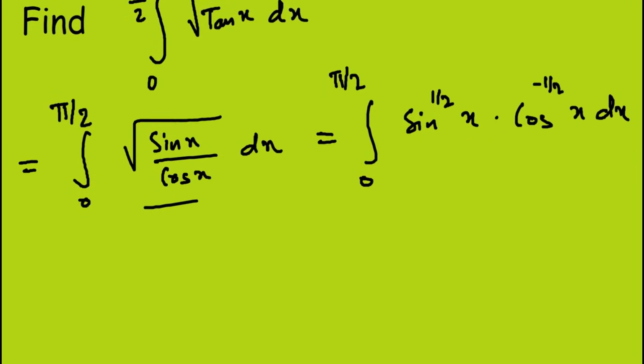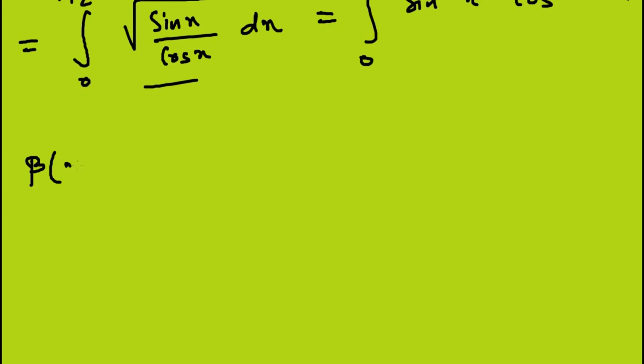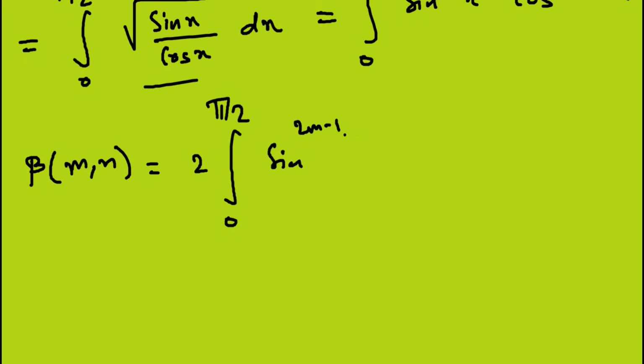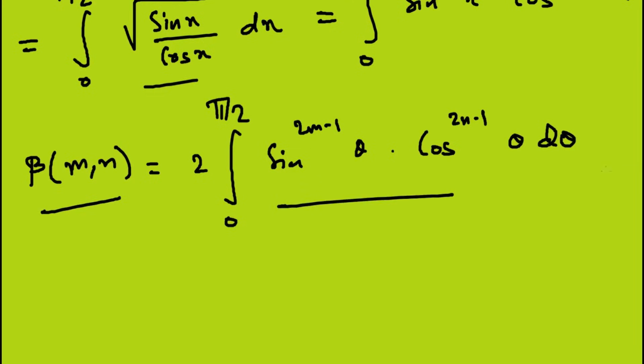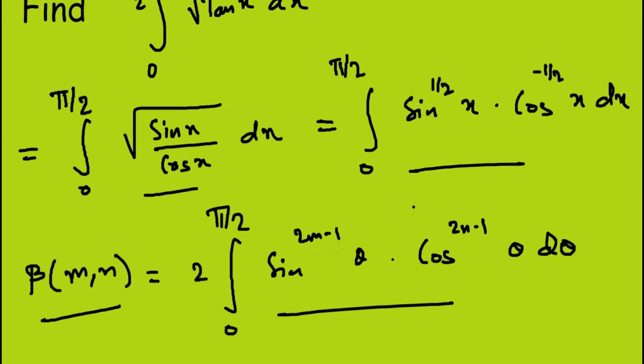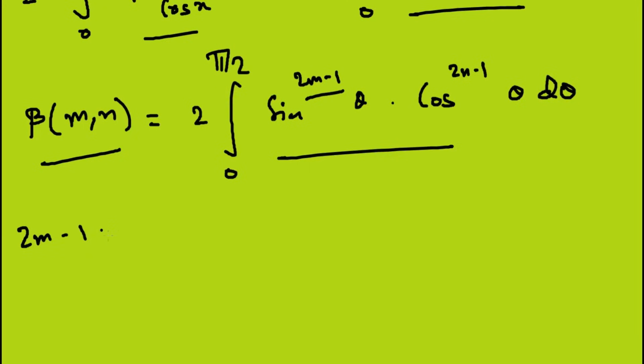Now we will represent the beta function, which is beta m comma n. This is 2 times the integral from 0 to pi by 2 of sin^(2m minus 1) theta times cos^(2n minus 1) theta d theta. This is what we have to compare with. If I compare the powers, 2m minus 1 equals half. What will be the value of m? m equals half plus 1, which is 3 by 2, divided by 2. So 3 by 4 is the value of m.